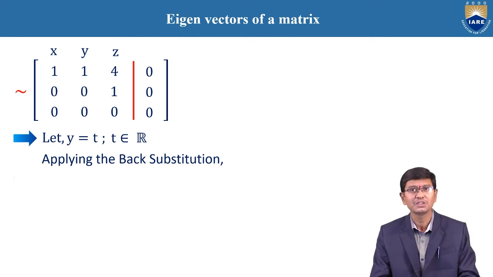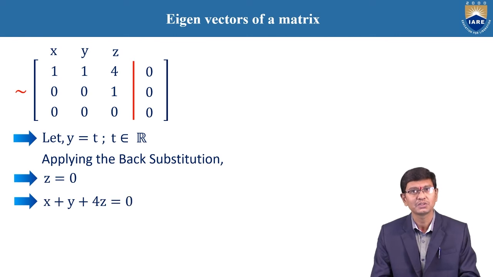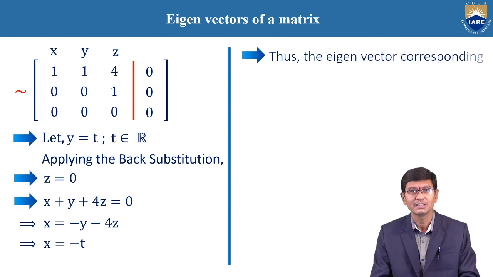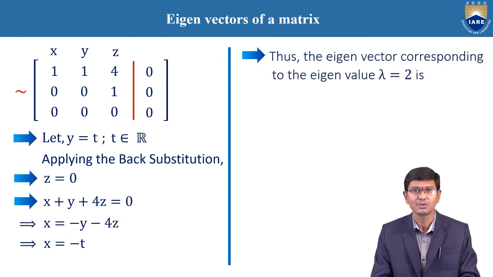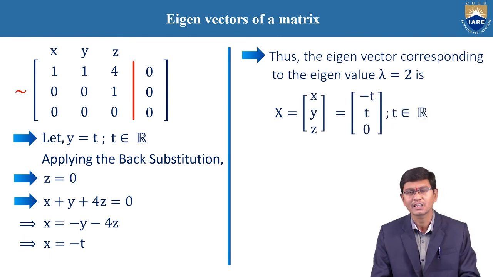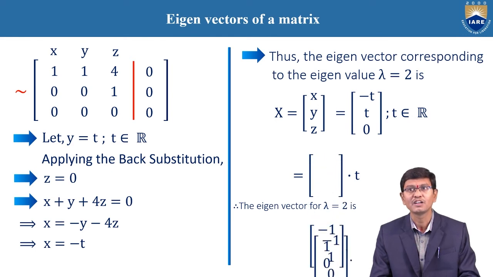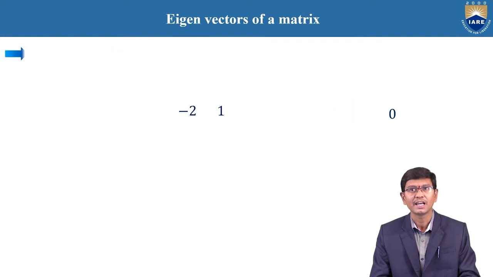If z is equal to 0, then automatically the first equation, x plus y plus 4z is equal to 0, changes to x plus y is equal to 0. Since we are taking y equal to t, automatically x is equal to minus t. Therefore, the conclusion is that the eigenvector corresponding to the eigenvalue lambda equal to 2 is minus t, t, 0, where by taking t equal to 1, it is clearly obtained that minus 1, 1, 0 is the eigenvector.